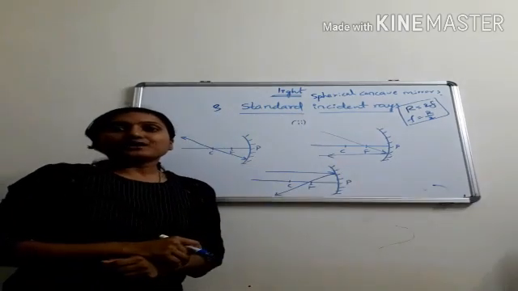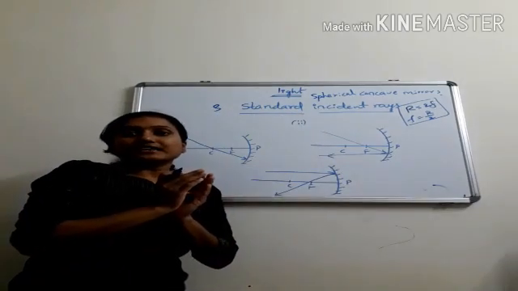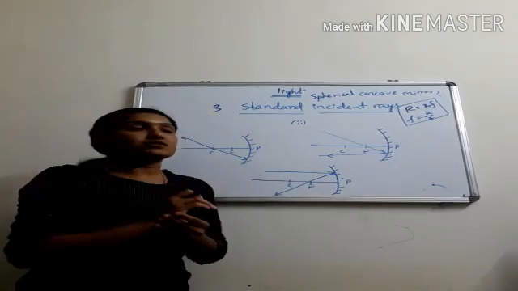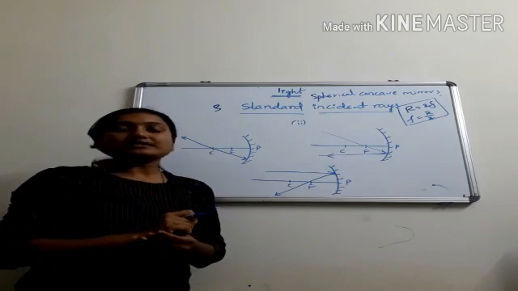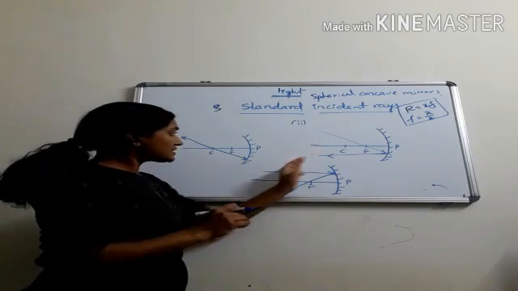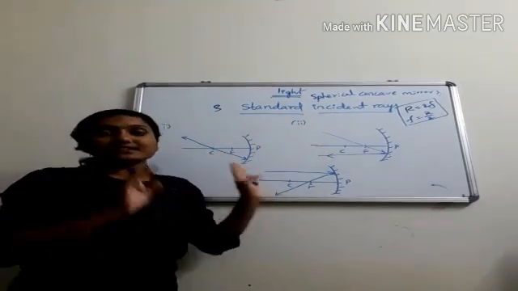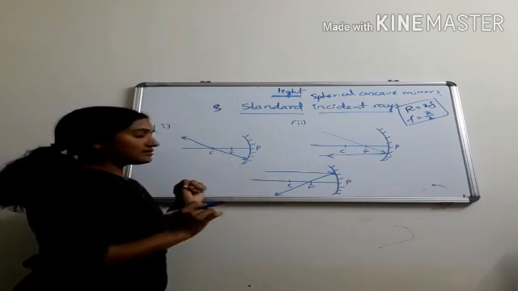I told you, you have to refer to your textbook. They are given in a tabular column, so you can remember them through the tables. And I am saying these three important incident rays, remember them. Listen here carefully.